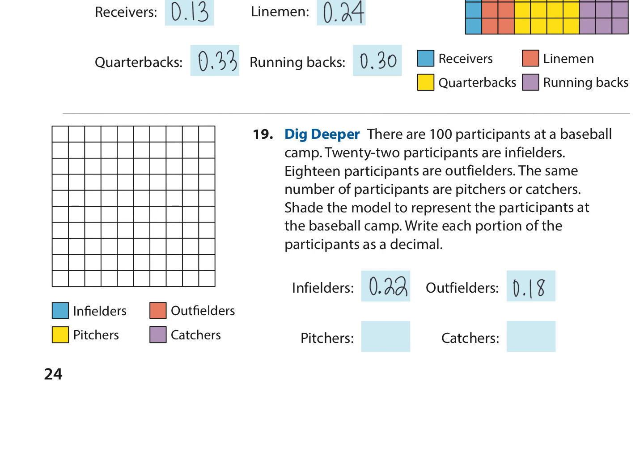The same number of participants are pitchers or catchers. So how do I figure out how many would be pitchers and catchers? Olivia, what can I do? You add the first two together. Okay, I'm going to add these first two together. I get 40. Yeah, so 40. How many total participants do I have? There's 40, and then you have 100 participants. Not estimate. I know how to do it.